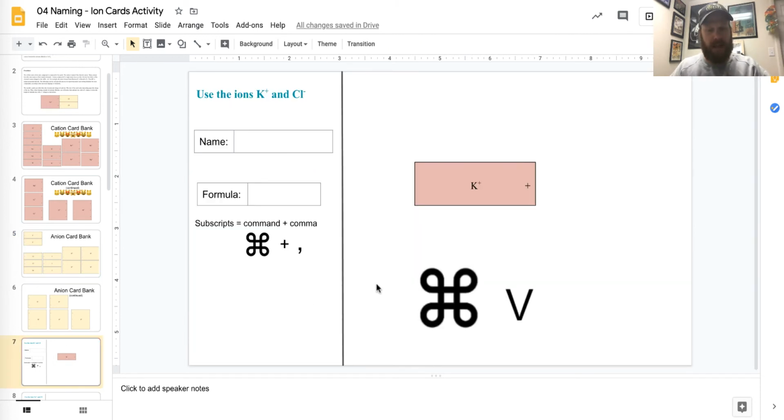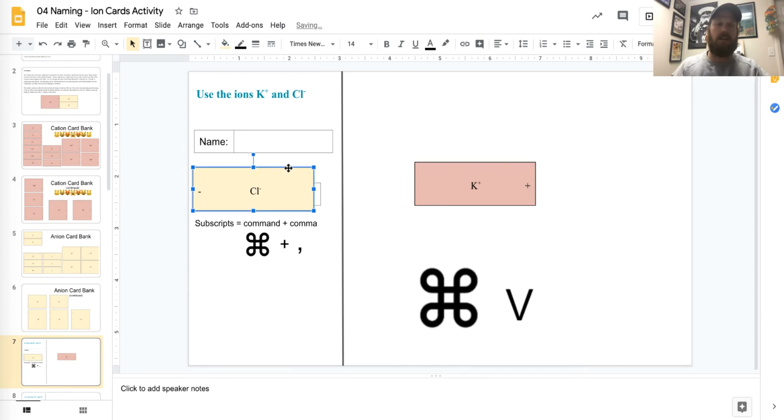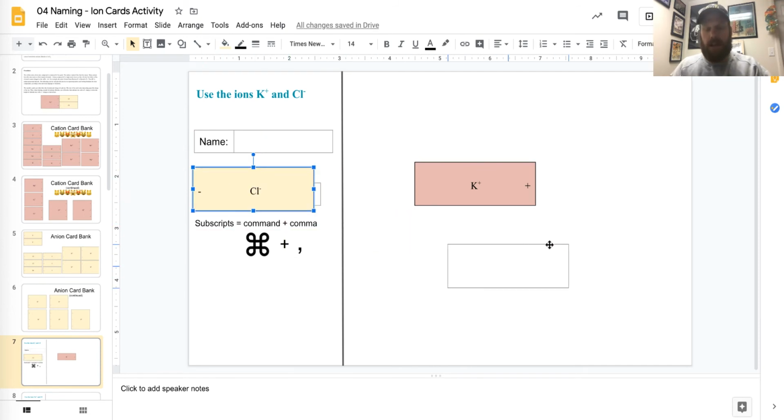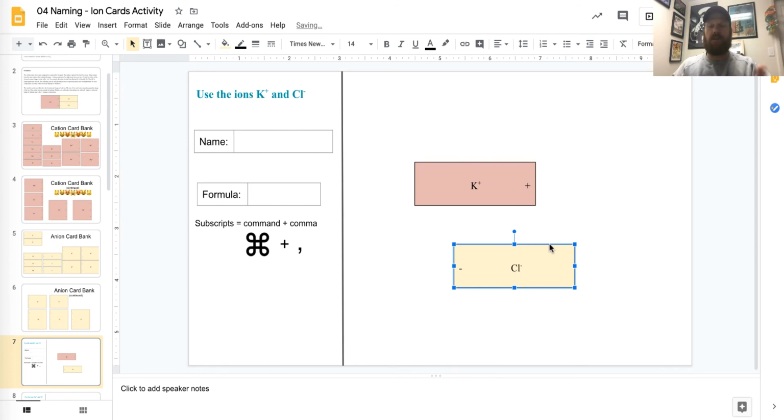I'm going to do Command V to paste that card in. I'm going to move it. And now I'm going to make an ionic compound. This one should be pretty easy. I have to have the same amount of positive charge as negative charge.